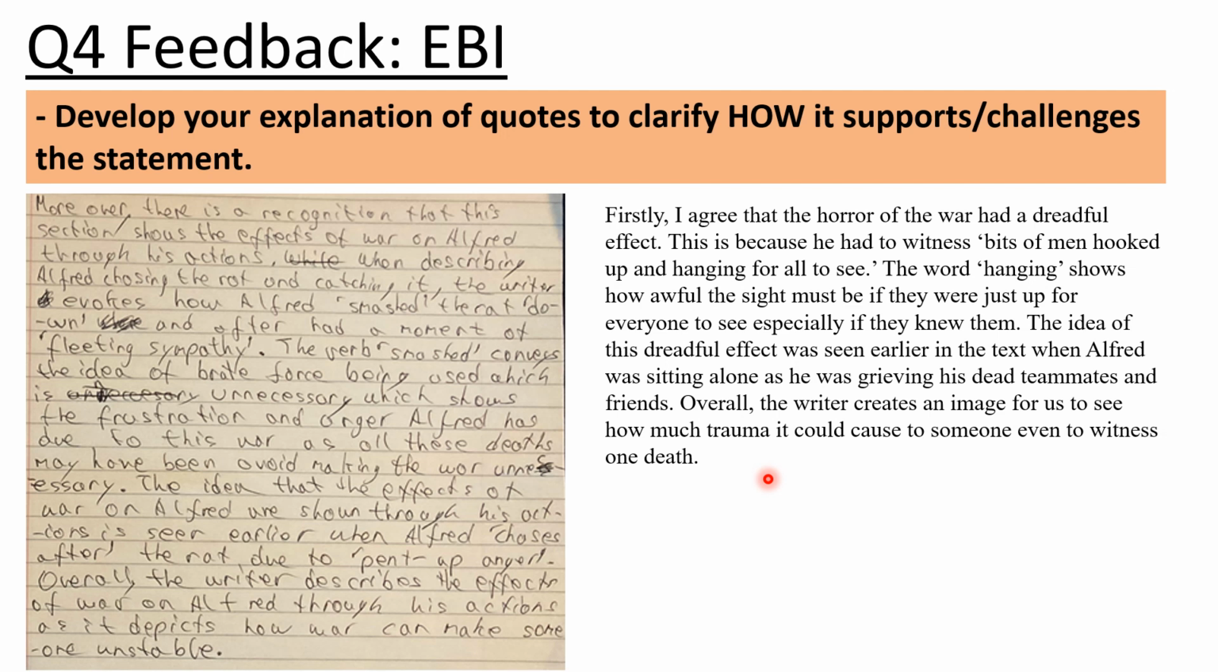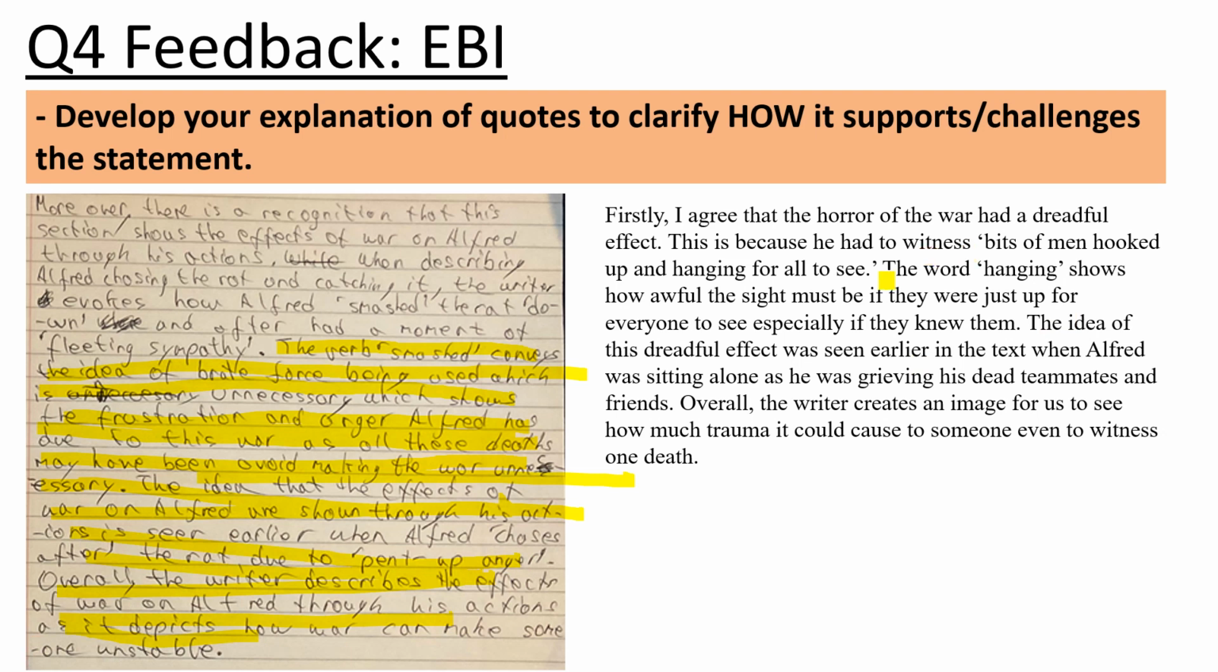Overall, the writer creates an image for us to see how much trauma it could cause someone even to witness one death. There's an evident difference between this response and this response. If I were to highlight all the times this person linked back to the effects of war through their analysis, so we have the verb smashed conveys the idea of brute force being used unnecessarily, so they're explaining their device, and then they link it back to the effect that the war has had on Alfred, and then they continue to also do that here, and all the way to the bottom when they reinforce their overall point of view.